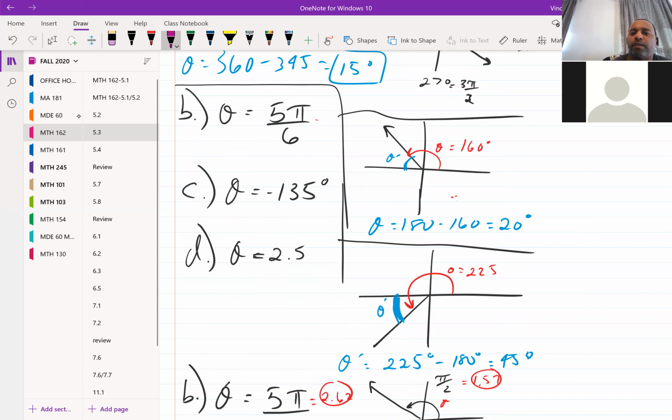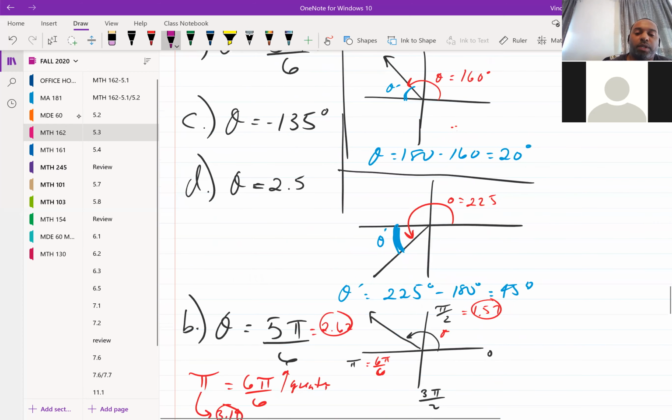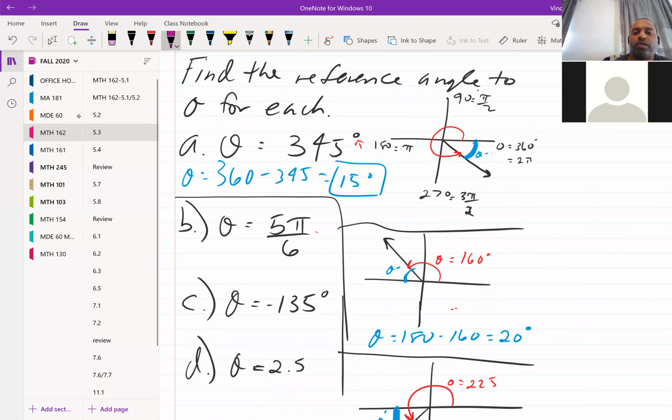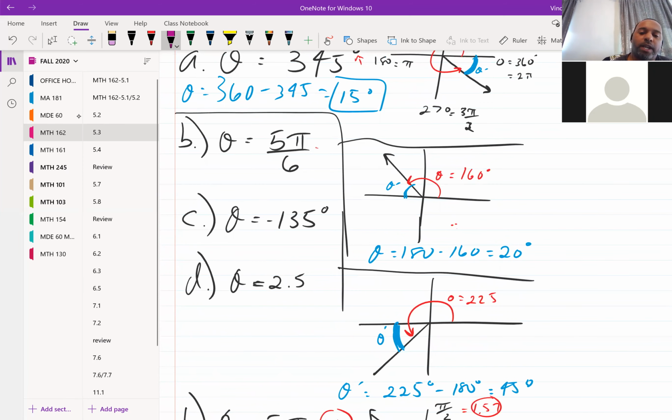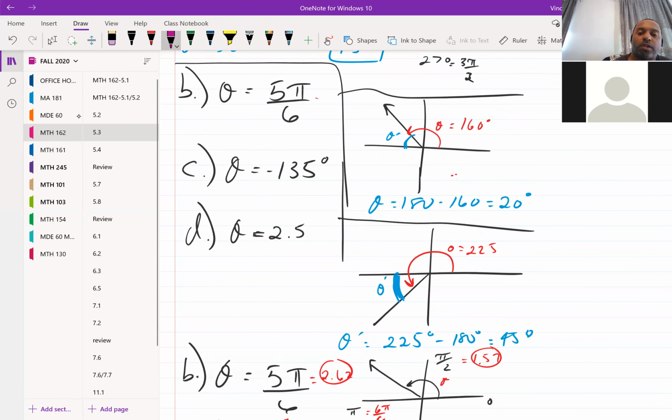But 160, I was saying if your angle was 160 and ends up in the second quadrant, then you would subtract it from 180, and that means 20 degrees would be here. If your angle ends up in the third quadrant, you need to subtract 180 from it so that you have 45 degrees in there. So once again, if it's in the fourth quadrant, you're subtracting that angle from 360. If it's in the second quadrant, you're subtracting the angle from 180. If it's in the third quadrant, you're subtracting 180 from that angle, because you always want the positive angle.